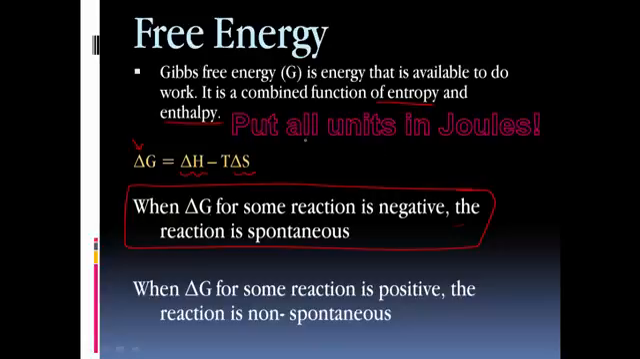All units have to match, so I put everything in joules. If you think about it, delta H is usually in kilojoules, and delta S is joules per Kelvin. Well, that's a mismatch. So you need to get rid of the kilo and change delta H to joules so that you can actually do the math.